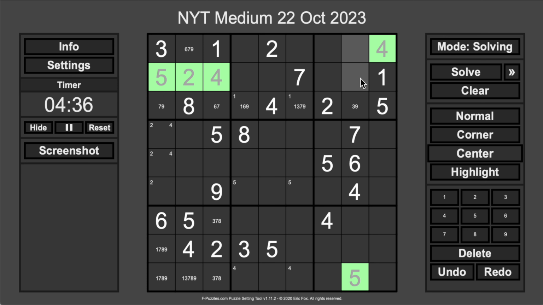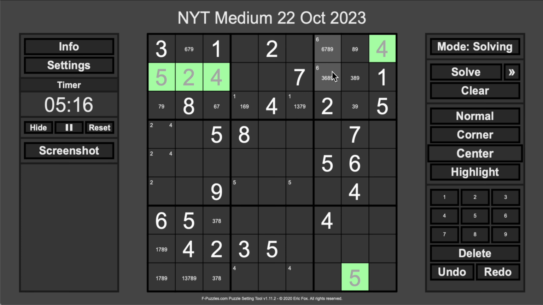Let's see, these cells are quite restricted. This one is not 1, 2, 4, 5, 6, 7. This one is not 1 through 7 inclusive. This one is not 1, 2, 4, 5, 7. So this is 3, 6, 8, or 9. This one is not 1 through 5 inclusive. So this is 6, 7, 8, 9.